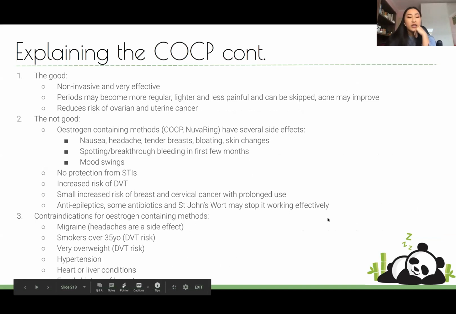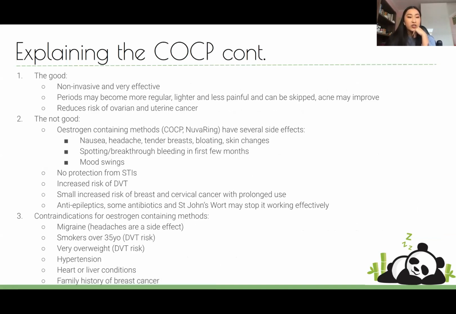Pros and cons and contraindications. These can really be extended to any estrogen method. So the good stuff with the combined oral contraceptive pill is it's non-invasive and very effective. The periods become regular, lighter, less painful, and can be skipped, and acne may improve, and it reduces the risk of ovarian and uterine cancer.